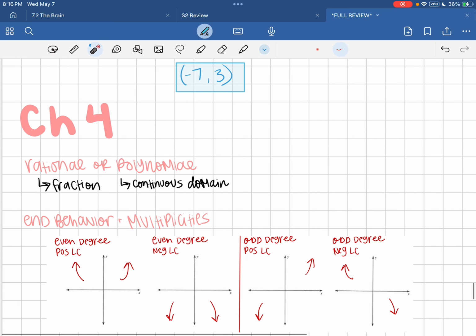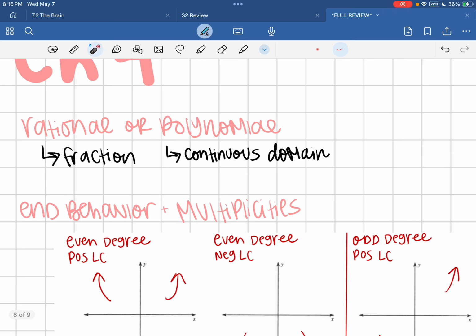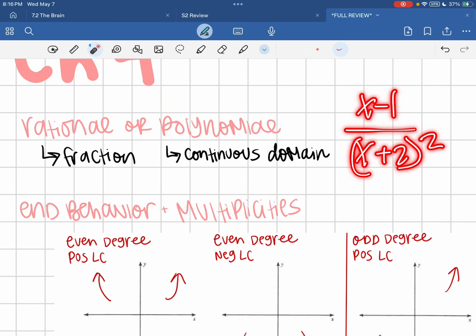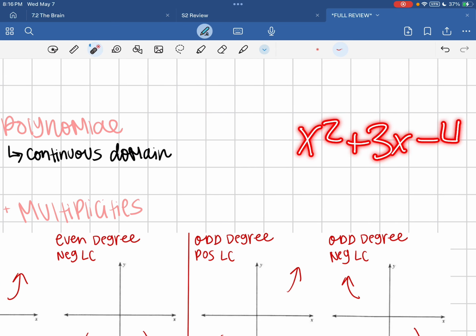Moving on to the last chapter, chapter 4, there was a target that was just rational versus polynomial. Rational, basically, if you see it written as a fraction, and the polynomials, the rest of them. So x minus 1 over x plus 2 squared, that's rational. But x squared plus 3x minus 4 would be a polynomial.